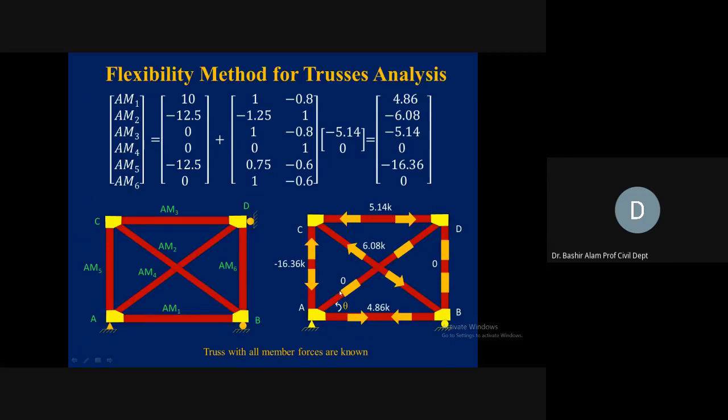So this is verification now. And already we found this as AR2. If you don't want to do this at this stage, you can just skip it. AM5, it is compression now, minus 16.36, so minus 16.36 here. And this is AM6 now, 0, so this is 0. Now, this is analyzed, still we need to find out the support reactions.